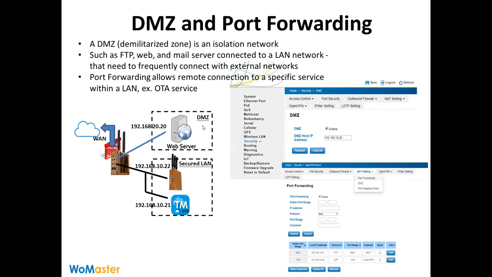You can see this is an isolated network. In our router, we can support this. This DMZ will be an isolated network, totally separate from the LAN. So this will be a secure LAN. And then using port forwarding technology, we allow connections to a specific service within a LAN, for example the OTA service. So in this use case, we use our router to provide our web service in the DMZ zone, and we also put our OTA service in a secure LAN to ensure the tiered topology.